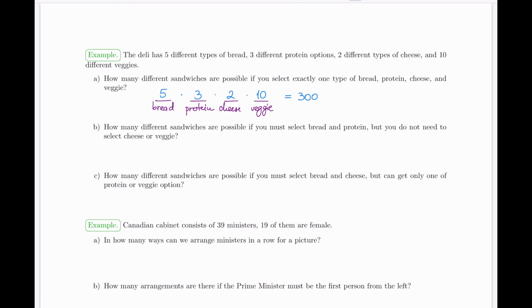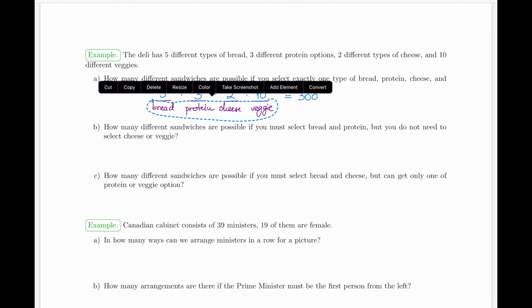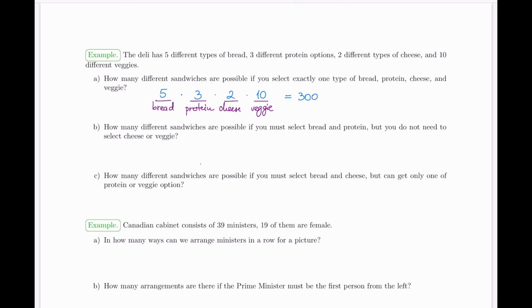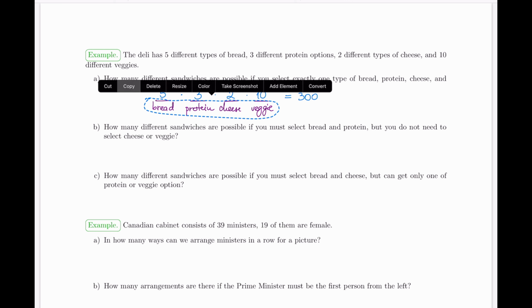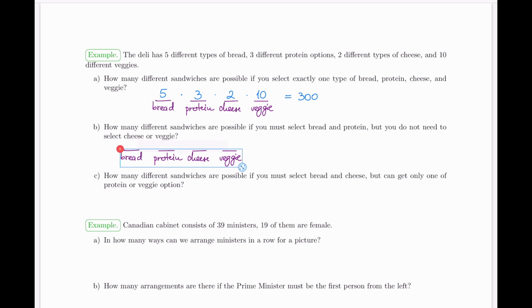Next up, what do we have? How many different sandwiches are possible if you must select bread and protein, but you do not need to select cheese or veggie? So in this case, I had to select one of everything. In the second case, I can skip the choice for the cheese and the veggie. I could choose, but I don't necessarily have to choose. So I'm going to try to cheat a little, not efficiently here, but there we go. That is still my sandwich.